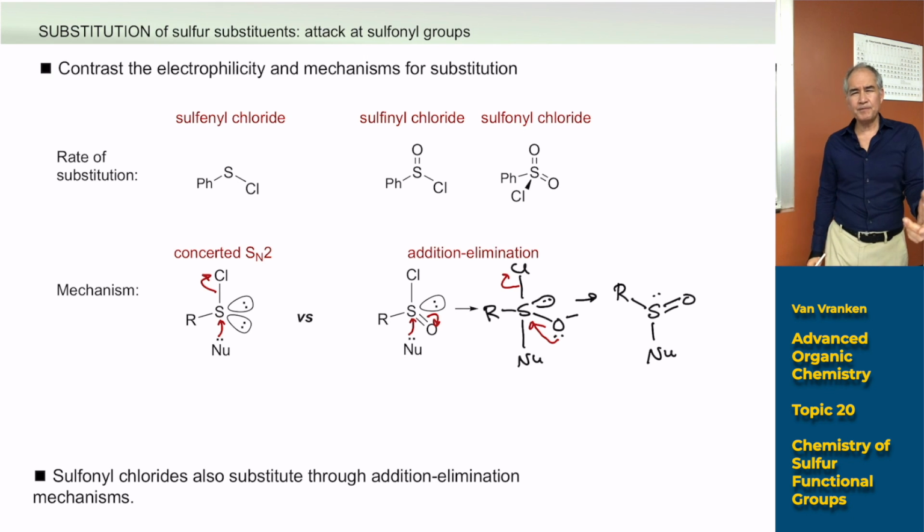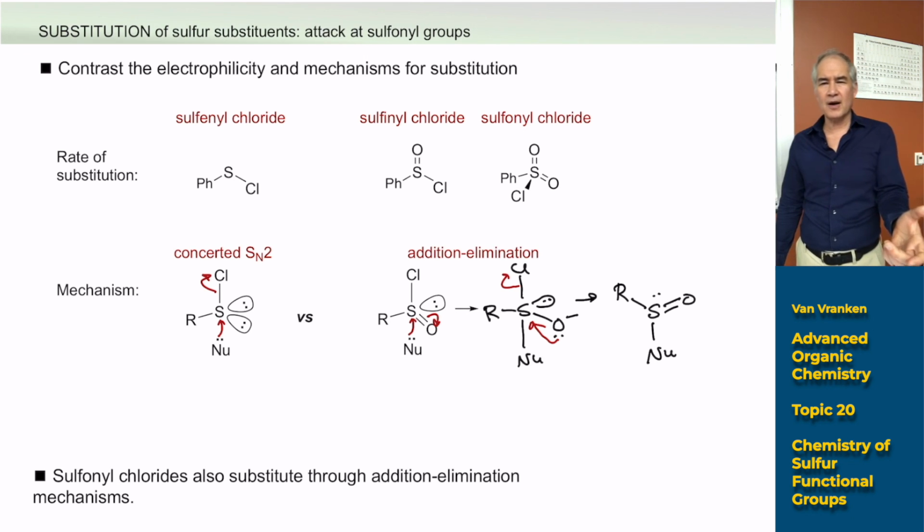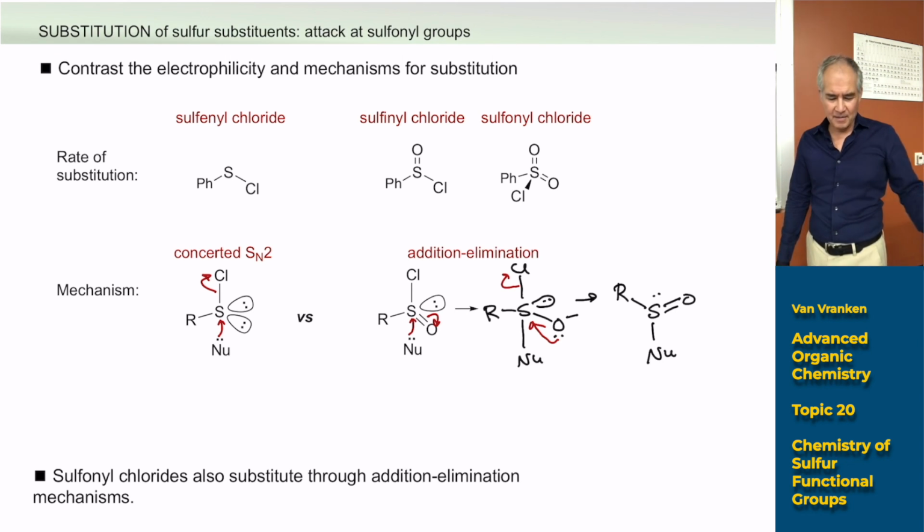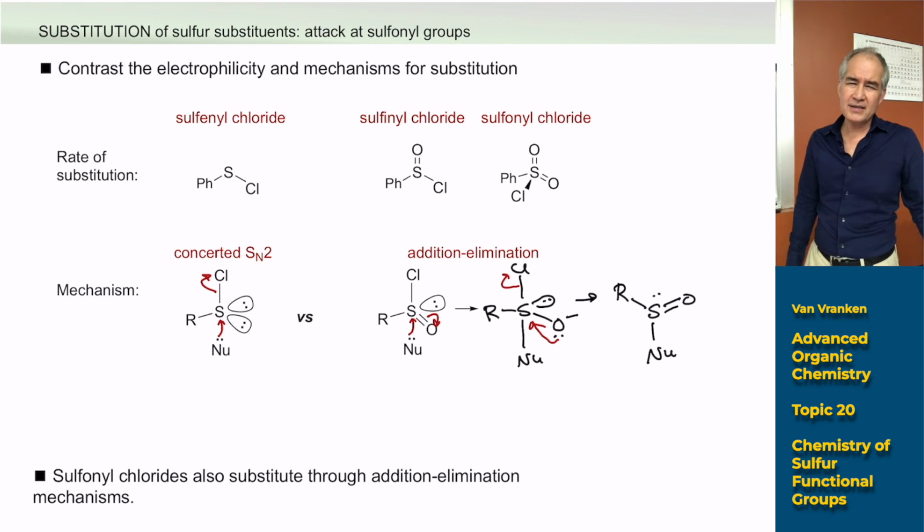It's the same two-step mechanism for tosyl chloride or any sulfonyl chloride, except for mesyl chloride. We've talked about that special mechanism before. But most sulfonyl chlorides, under most conditions, substitute through this two-step addition-elimination mechanism.